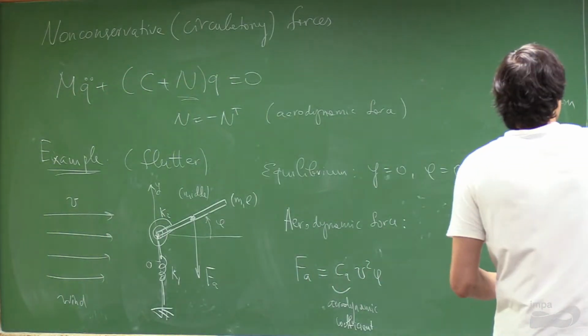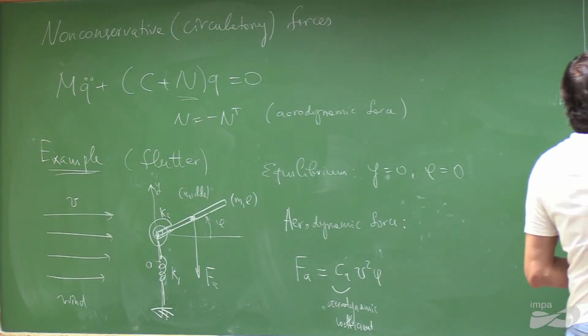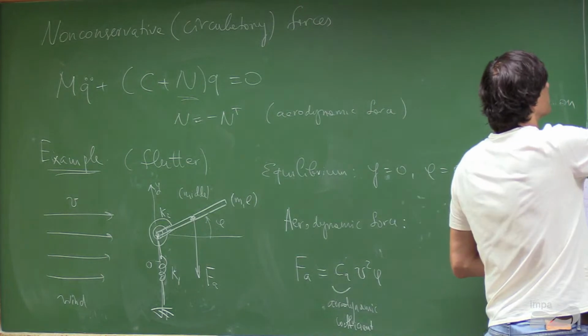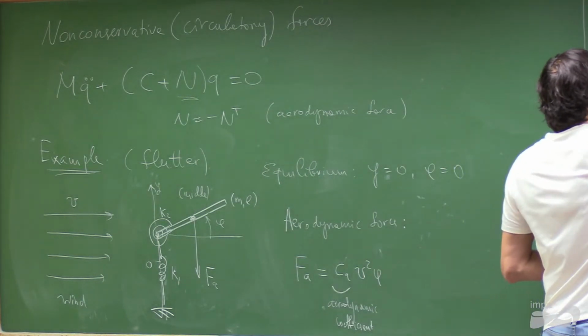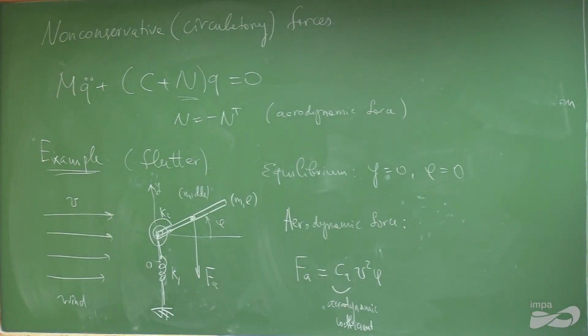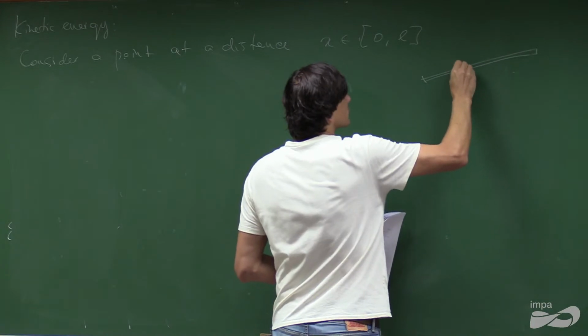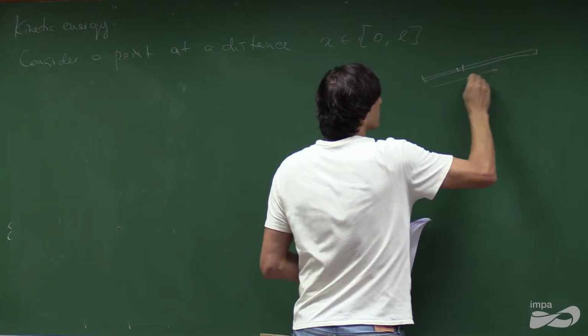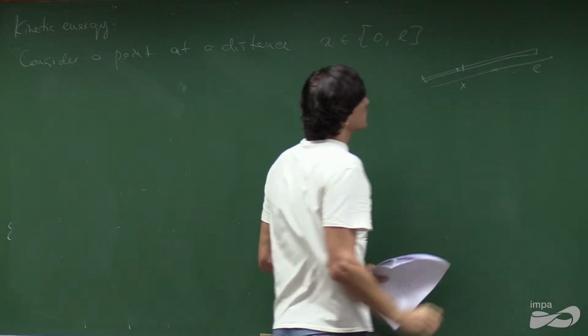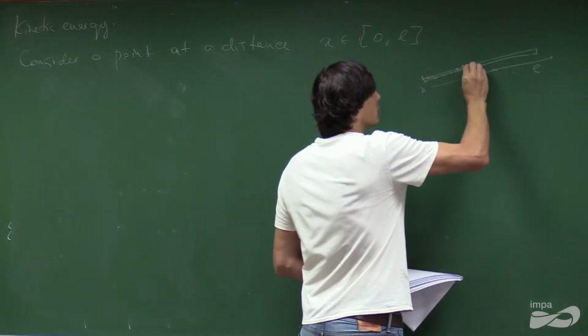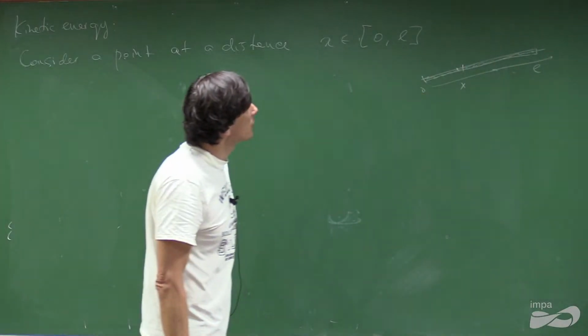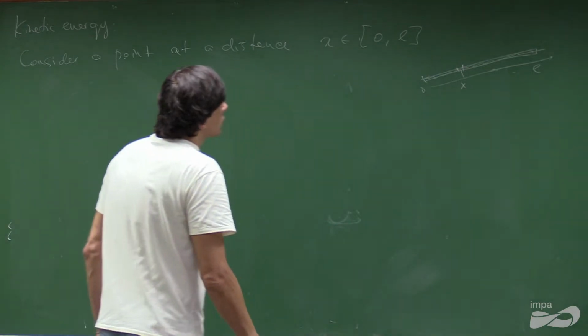So what you have, let us consider a point at a distance x, which is between 0 and L. So this is our body, and we consider a point at the distance x. So what is the velocity?